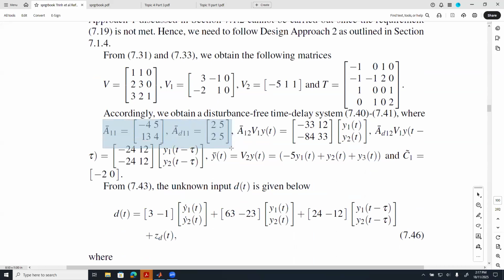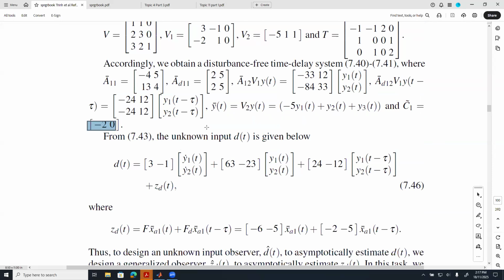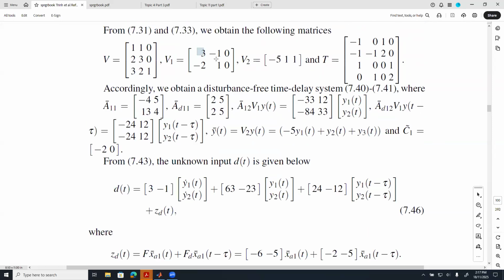And the output measurement vector is now just one output measurement, which is a combination of y1, y2, and y3. And this matrix C tilde 1 is in this form. So in our observer for the unknown input, you can see that we just pick the first row of B1. That's where we have this.